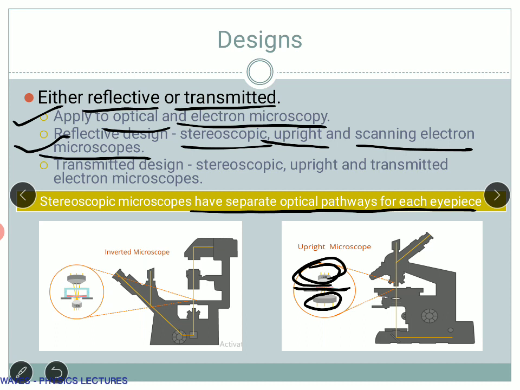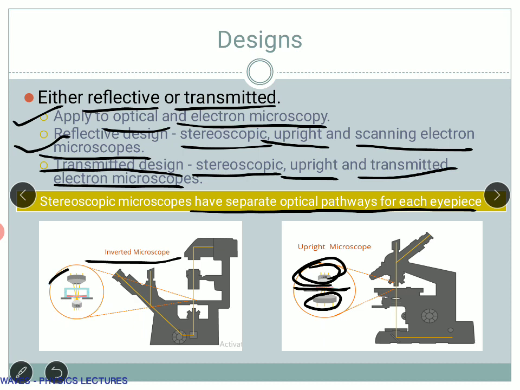However, in a transmitted design, it can be stereoscopic, it can be upright, and this is the transmitted electron microscope. If we look into another design, which is called the inverted microscope, we have the signal falling on the sample, and the study is done on the signal which has actually transmitted through the sample.